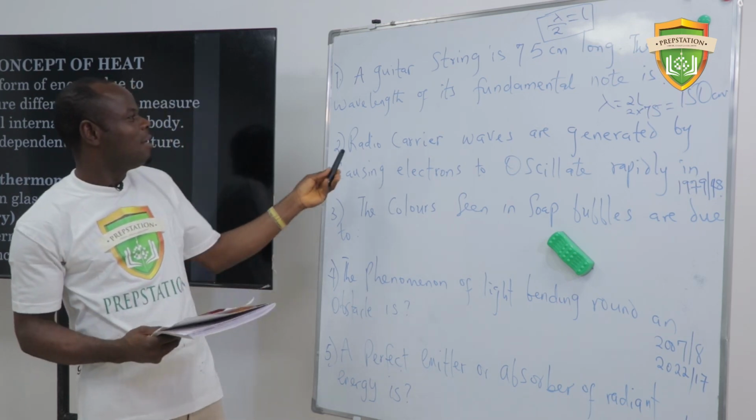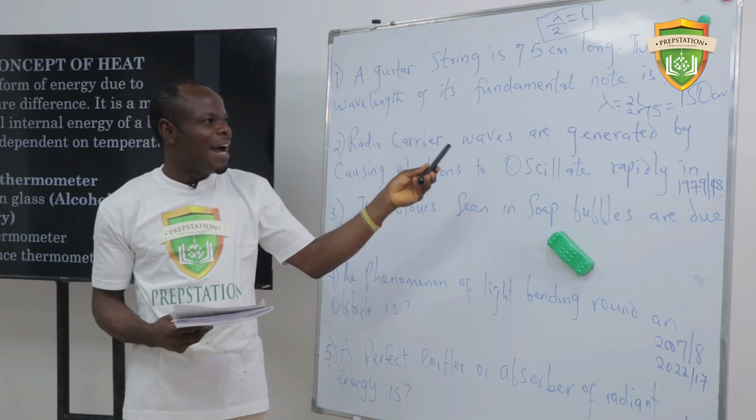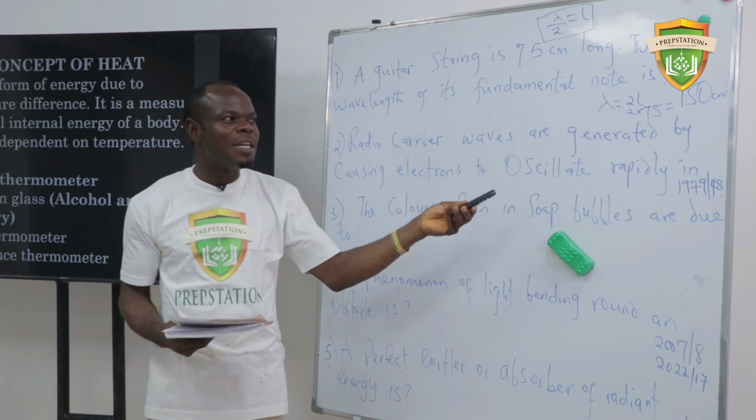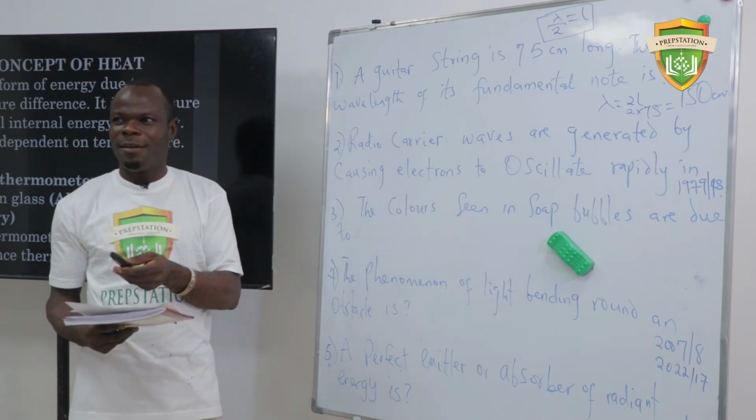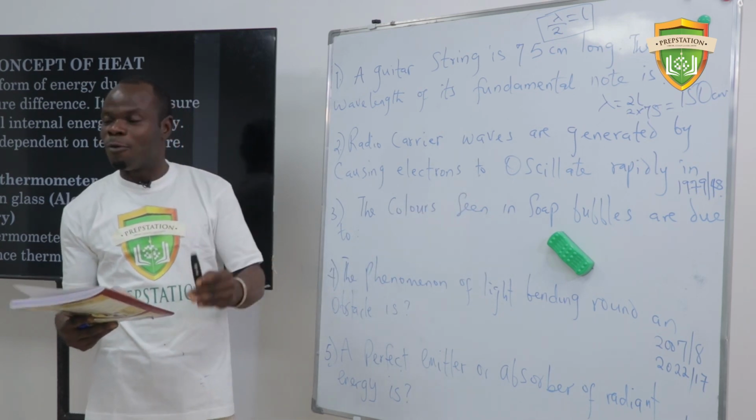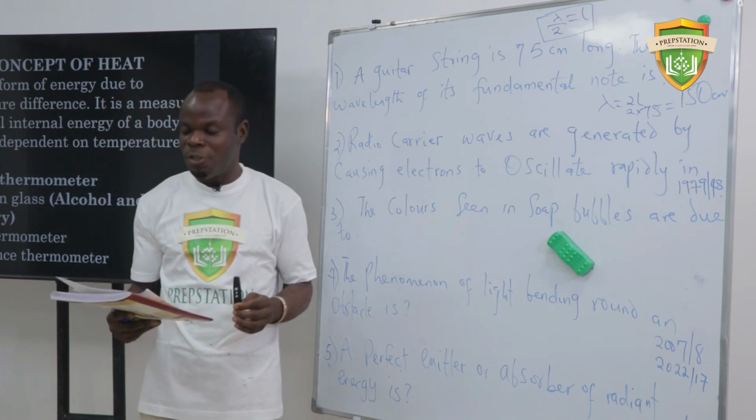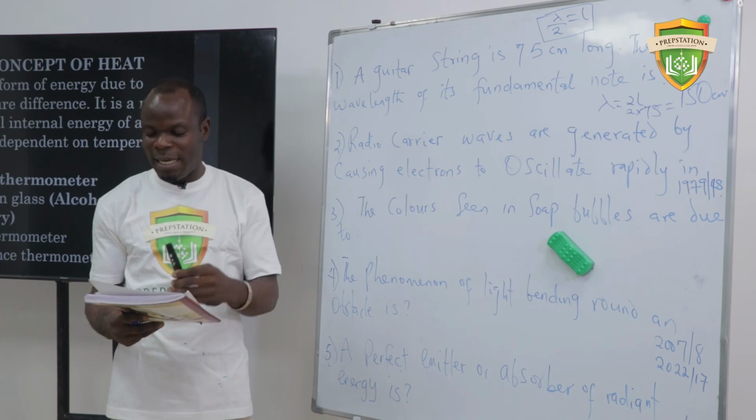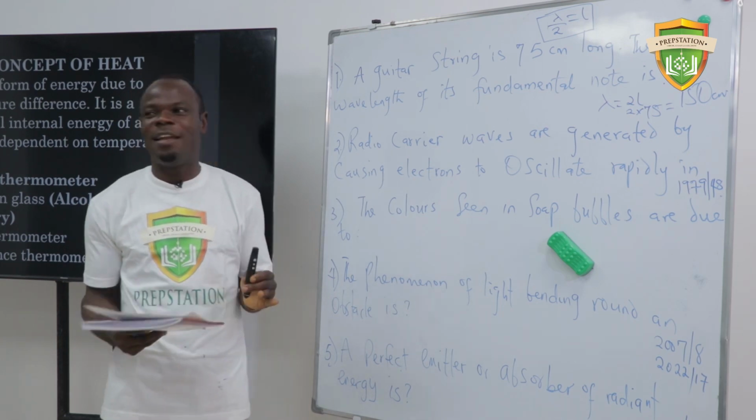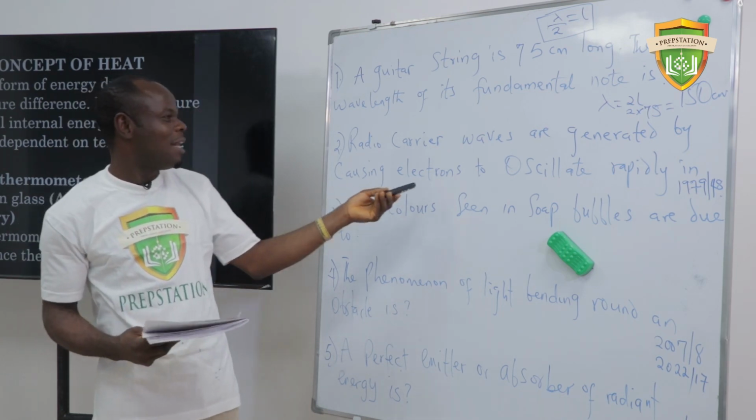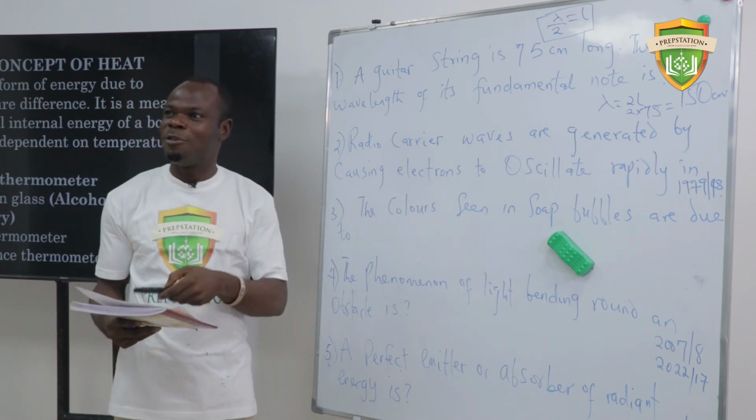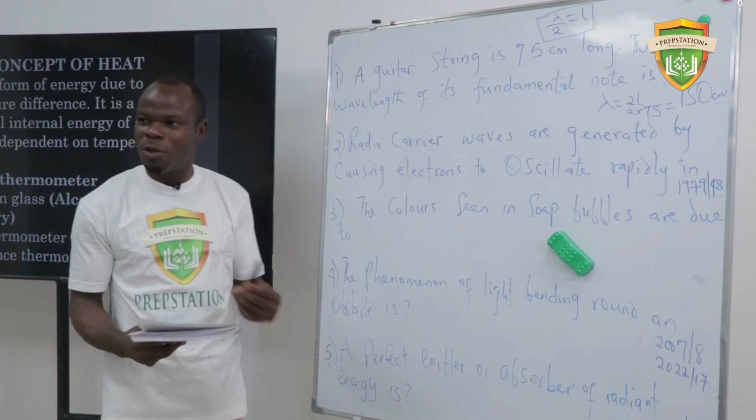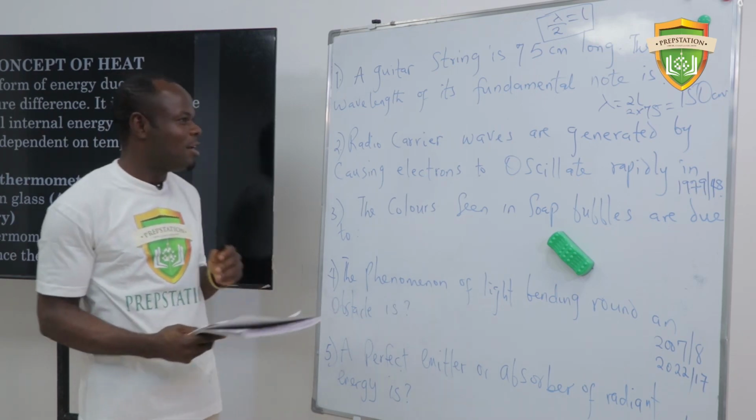And the question is, radio carrier waves are generated by causing electrons to oscillate rapidly through what? The options again: microphone, a television camera, an antenna, and the last option D, a transmitter. And definitely, to cause electrons to oscillate rapidly, a transmitter must be involved. And the answer is the transmitter. Such questions are what you should prepare your mind towards.